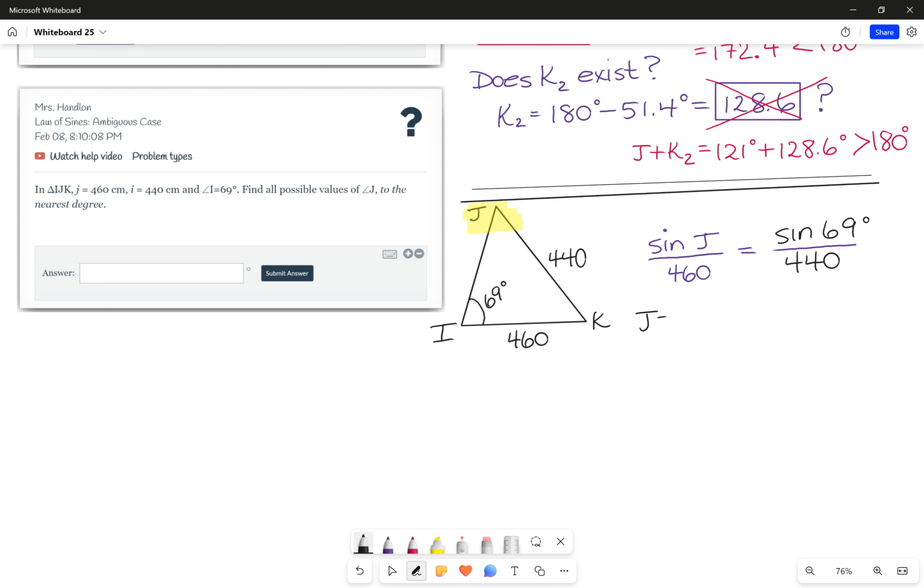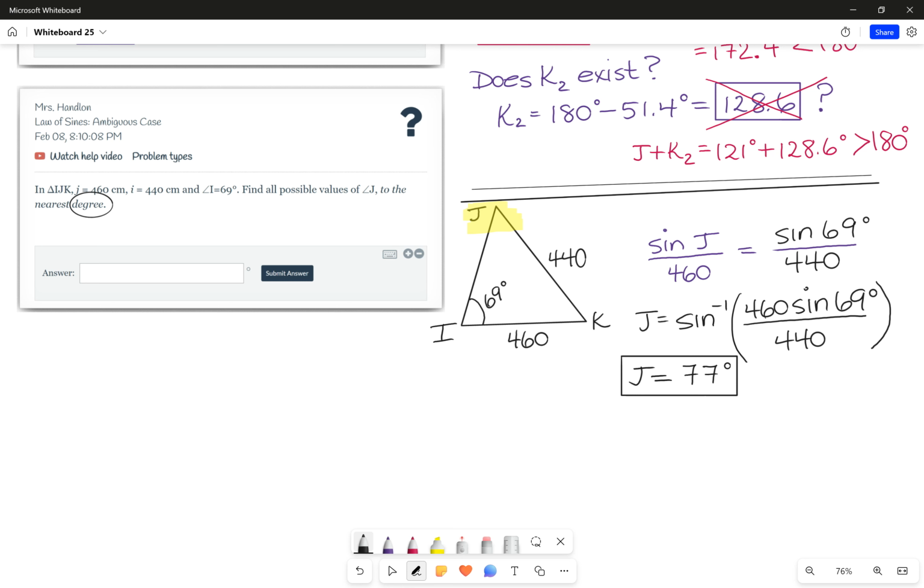So J is going to be, let's do this all in one short step, the sine inverse of 460 times the sine of 69, all over 440, in degrees. Okay, so J is going to equal, rounding to the nearest degree, 77 degrees. Right now, that is a question mark. Is that an acceptable answer?